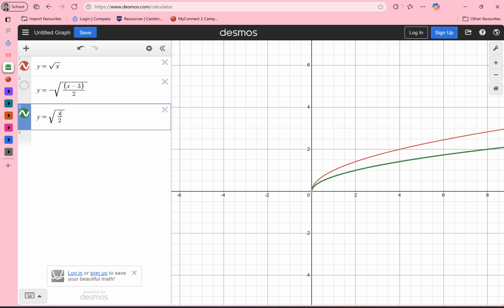Then when I put in that minus 3, can you see how it shifts to the right? Which is what we wanted before. The question says 3 units in the positive direction of the x-axis. It has. So not only has it moved to the right, it also has that horizontal stretch that we want, factor of 2.